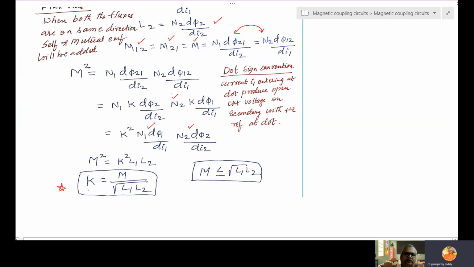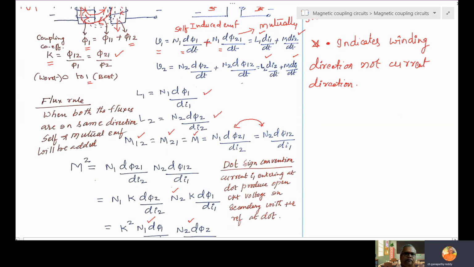Then what is the range of this k? K ranges from 0 to 1. Therefore, M is always less than or equal to root of L1 L2. This is asked in one of the GATE exams. So this derivation is important. Later we solve problems based on these formulas.